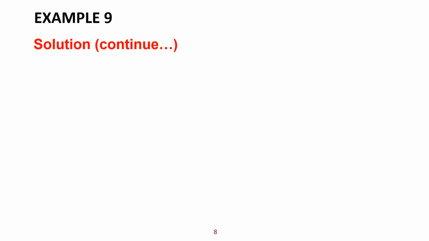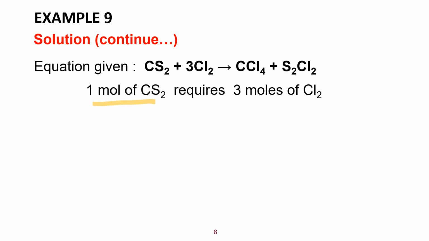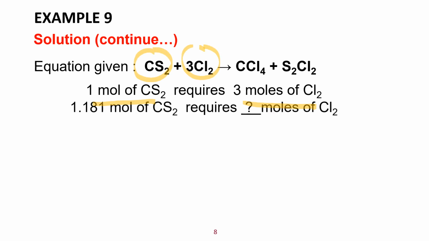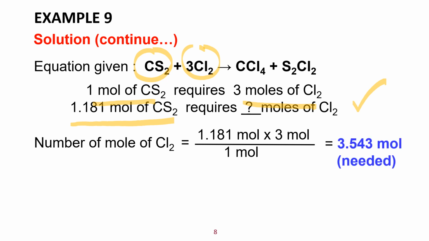From the given balanced chemical equation, it shows that 1 mole of CS2 requires 3 moles of Cl2. Thus, if 1.181 mole of CS2 is available, how many moles of Cl2 are needed? To determine this, we can use the cross-multiply method, and we obtain the number of moles of Cl2 needed as 3.543 mole.